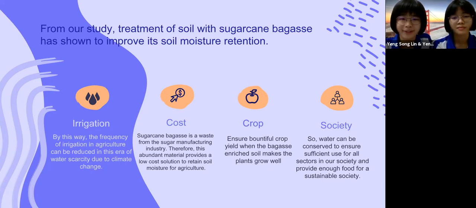Next, sugarcane bagasse enriched soil can also ensure an abundant crop yield, as the bagasse makes the plants grow well as it decomposes and becomes humus. Lastly, by having enough water for all sectors in our society and enough food, we can be a step closer to a sustainable society.